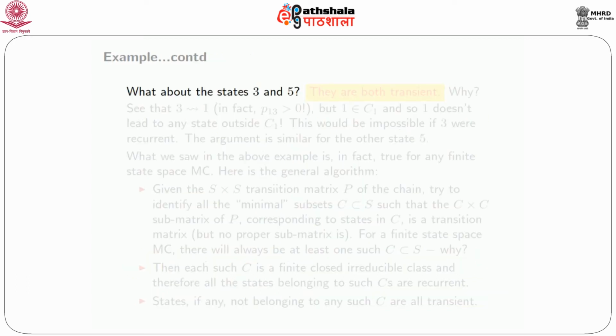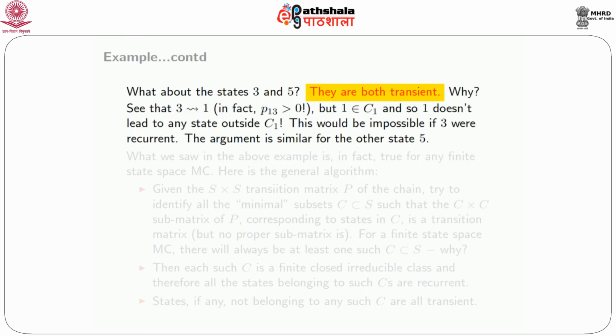Well, what about the states 3 and 5? We haven't said anything yet. Claim: they are both transient. Again, without any computations. Why? Well, you can immediately see that 3 leads to 1. In fact, if you go back to the matrix, P31 is 1/4, which is positive. So it's possible to go from 3 to 1 in just one step with positive probability. So 3 leads to 1.